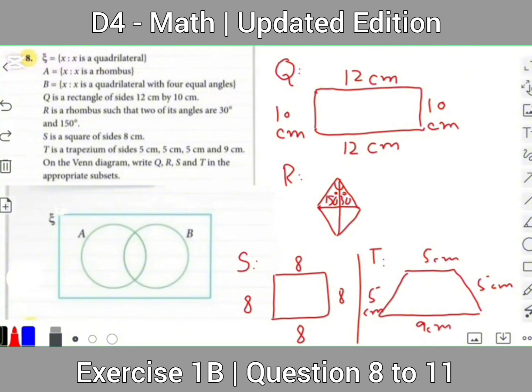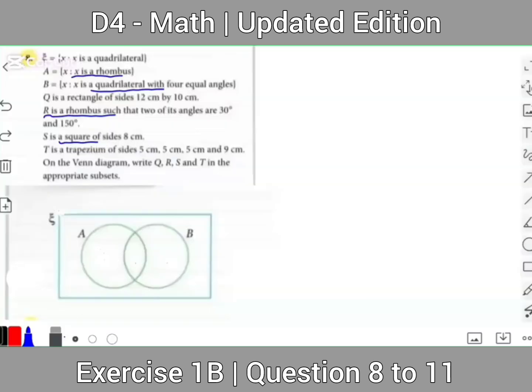So now we have to see what is the relation between Q, R, S, and T with the subsets of the universal set eta, A and B. So now we will write down Q, R, S, and T in the appropriate subsets. First we will see the relations.